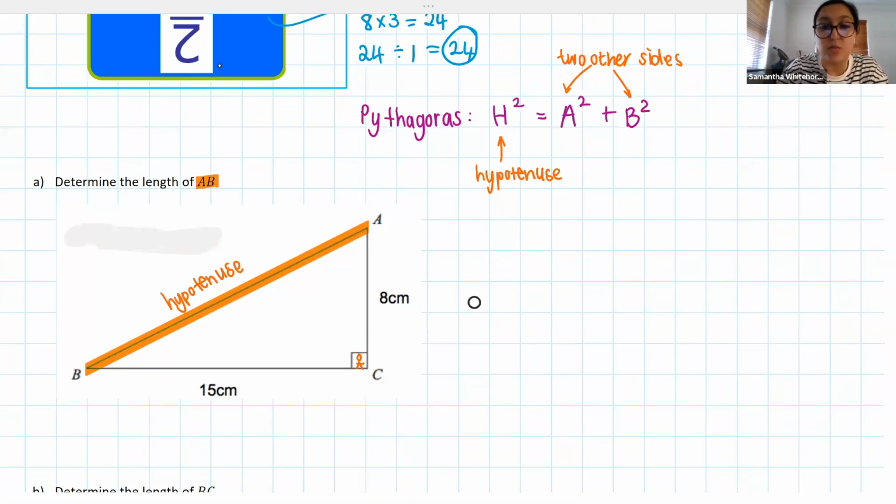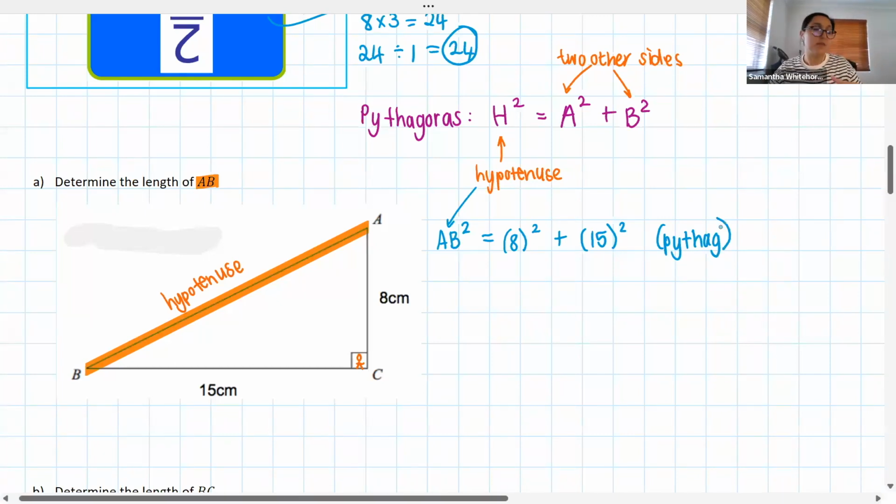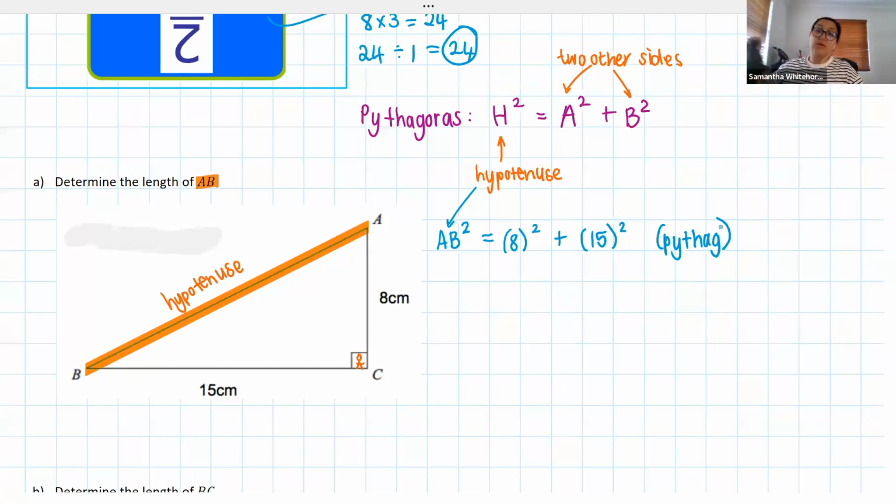Right, so we set up our equation. We're looking for the hypotenuse squared. If you want to then state that this is now the side AB squared, that's absolutely fine, is equal to the two other sides squared and added together. So my two other sides are 8, and that's been squared, plus 15, and that's been squared. Remember, you always put your reason, Pythag, because technically, this is a concept in geometry. And so we know that in geometry, we always give reasons for our answers.